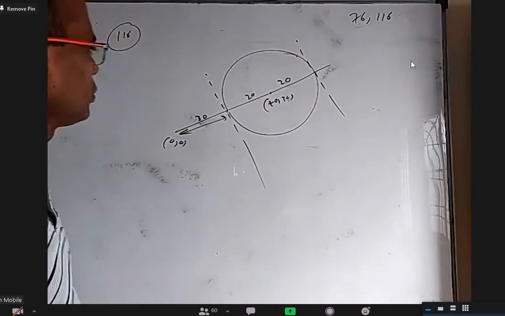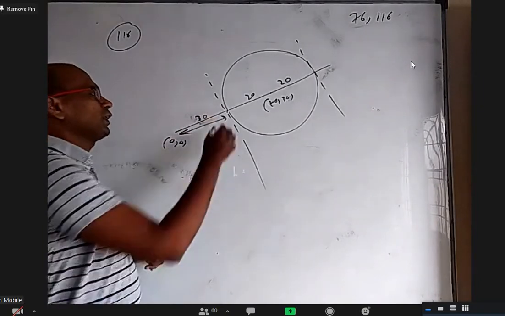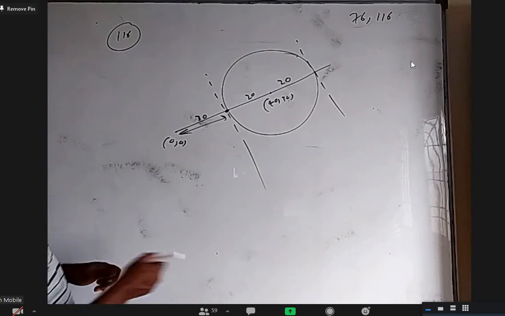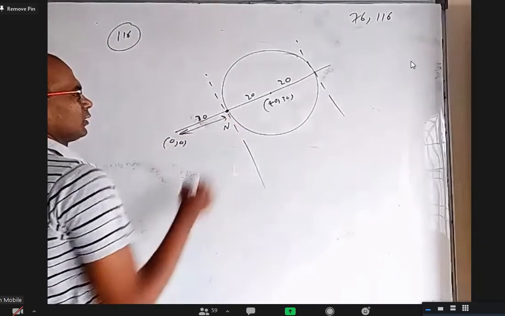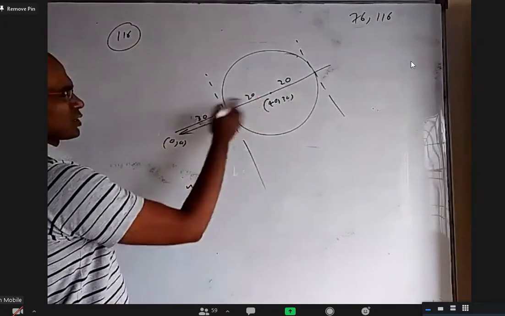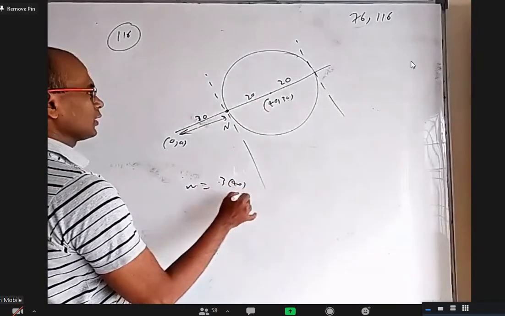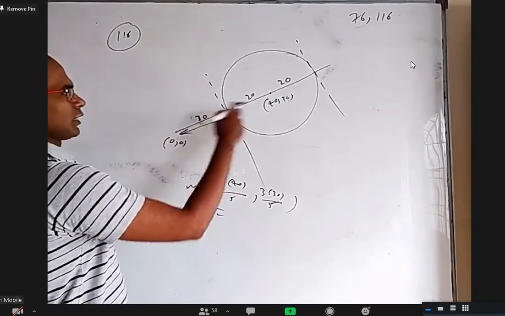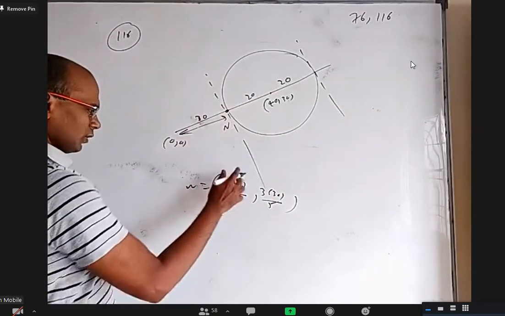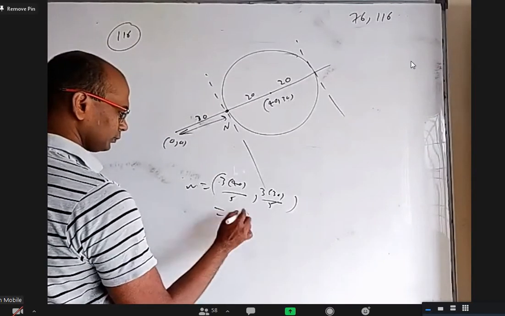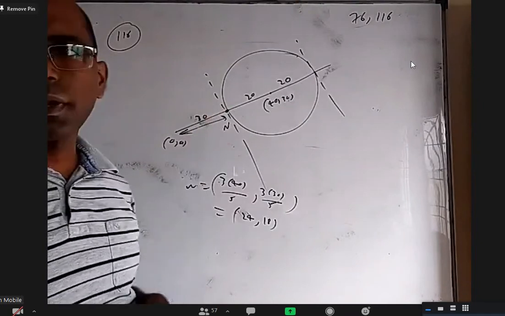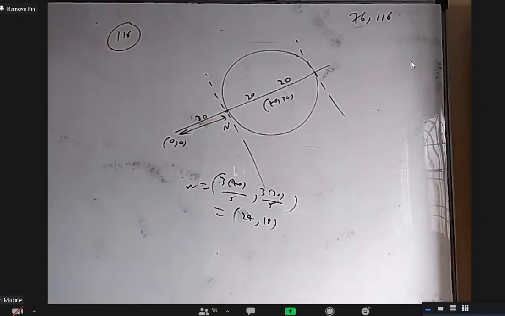Okay. Two ways. One method is you can find this point using the section formula 3:2, because this is the nearest point N. N divides in the ratio 30:20, so 3 into 40 plus 2 into 0 by 3 plus 2, and 3 into 30 by 5. So 24 comma 18. You know this point, so you can do S1 equal to 0. That is one method. Yes, sir. Okay, sir. Is okay? Yes, sir.